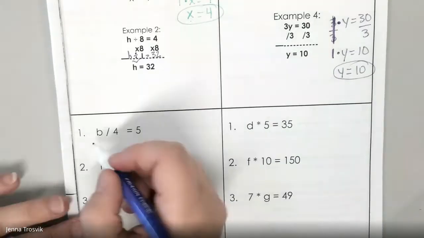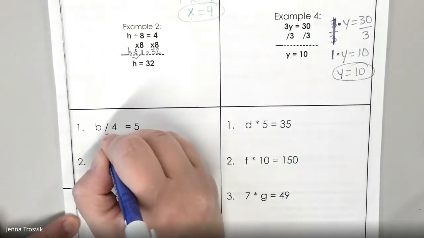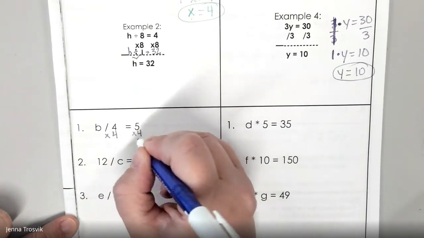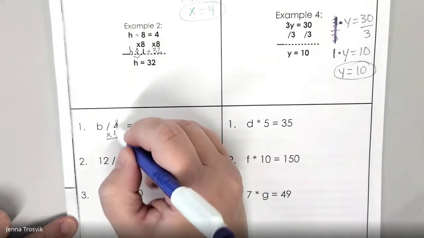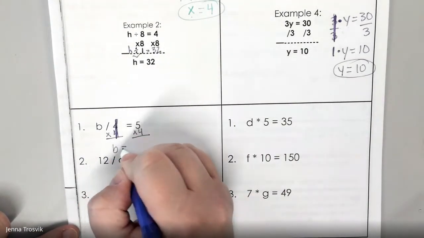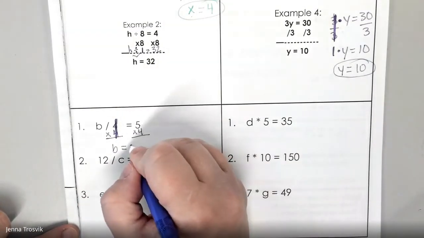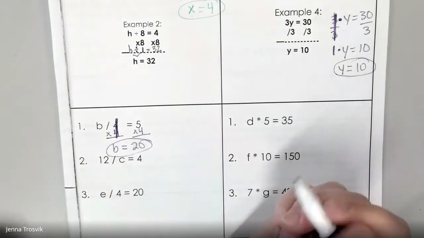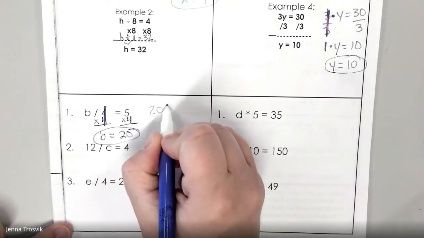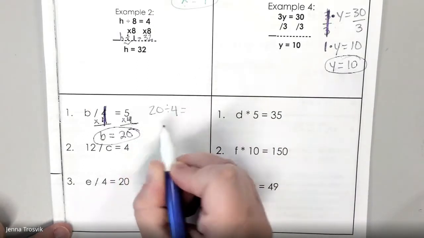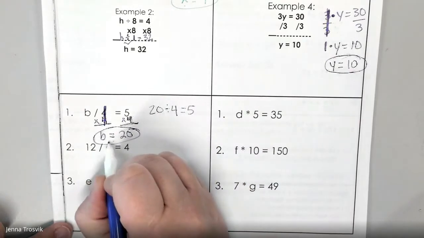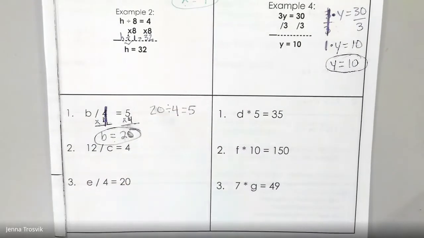All right, let's go down below. We are dividing b divided by 4. We're going to do the opposite and multiply by 4 to get b by itself. So this will cancel. This becomes b divided by 1, which really equals b. 5 times 4 equals 20. So b equals 20. If we're going to check our work, we're going to go back and put 20 in and divide by 4. If we do that, it should give us 5. So we know that we found the correct b. It has to be 20.